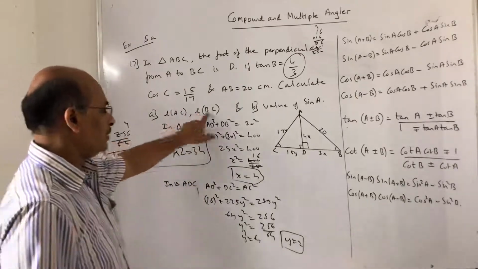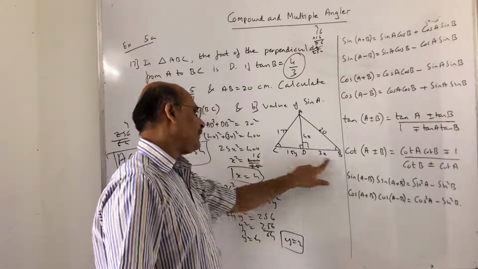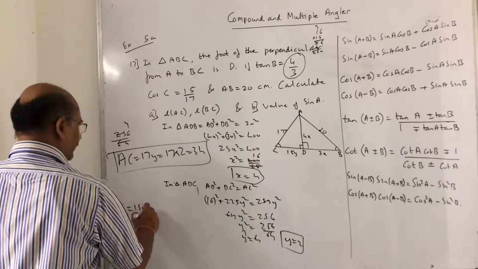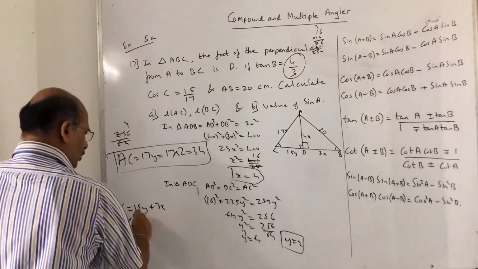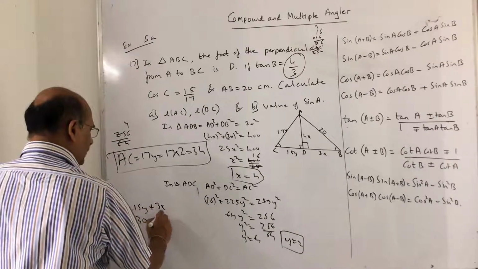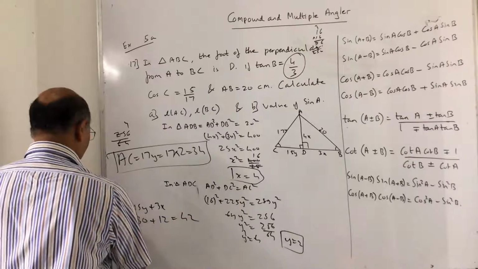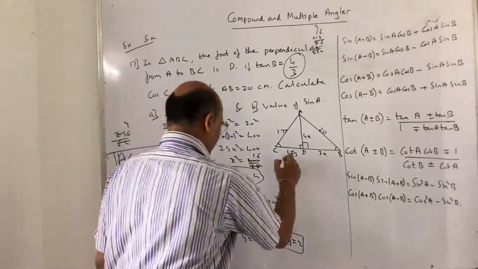Second is BC. Where is BC? BC is this. So BC is nothing but 15y plus 3x. So BC, I can write 15y plus 3x. You have got both the values, put them in this. So 15 twos are 30 plus 12, answer is 42. So this is nothing but BC. I'm done. Now the last part.